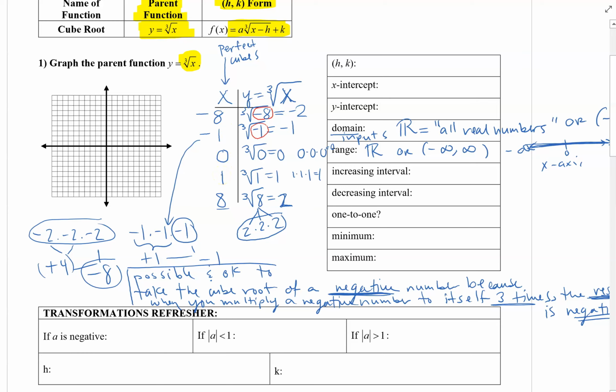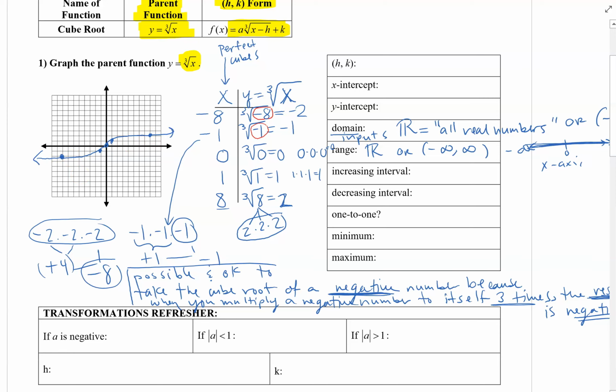Okay, so let's go ahead and plot these points, and then we can answer the rest of these. So I'll plot the point -8, -2, and then -1, -1. We have the point 0, 0, +1, +1, and then +8, +2. So we get a graph that looks like this here.